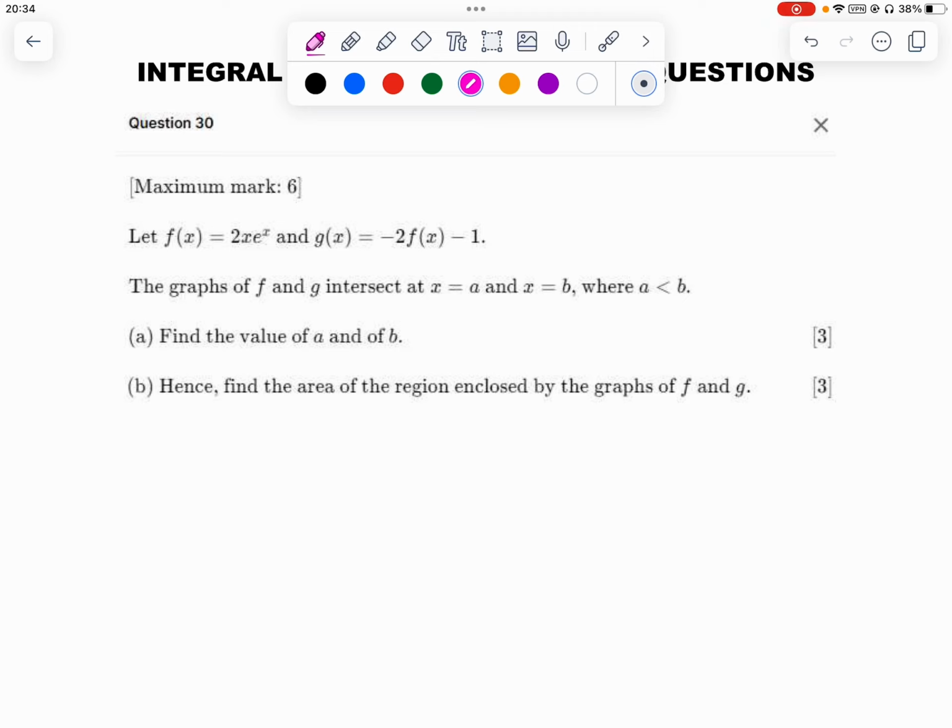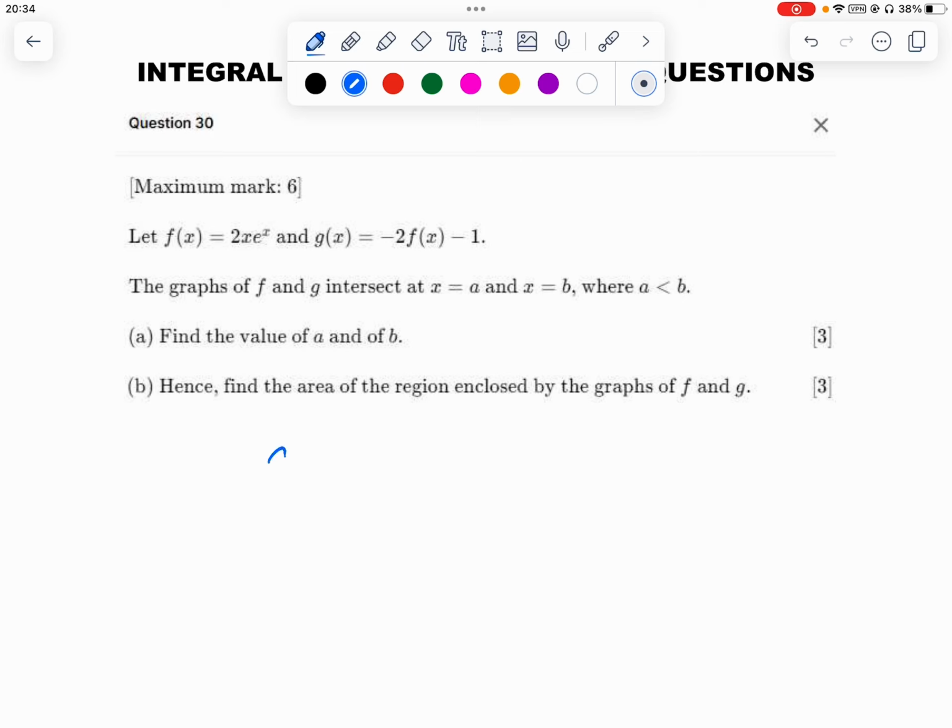Last question for this part 2. What does question number 30 say? It says f of x equals 2x e to the power x, and g of x equals minus 2 f of x minus 1. The graphs of f and g intersect at x equals a and x equals b, where a is less than b. Find the values of a and b.